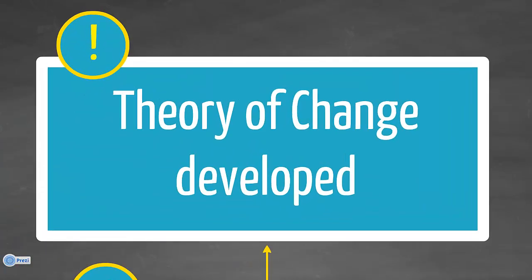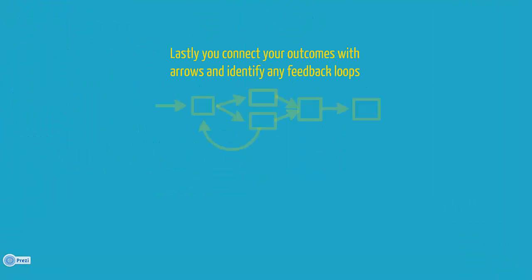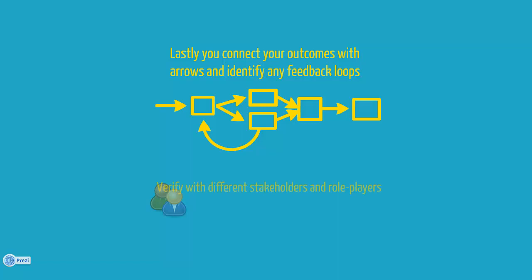You are almost done now. Only 2 final steps before you've developed a theory of change. Lastly, you will connect your outcomes with arrows and identify feedback loops. And finally, you will share your theory of change with different stakeholders and role players, get their input, and continue crafting until you have a theory of change that you are satisfied with as a group.